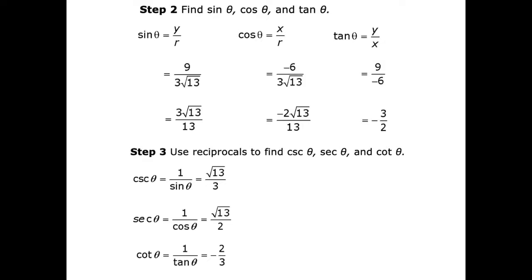Step 2, find your sine, cosine, and tangent. Here you will put your y over your r, your x over your r, and your y over your x, and solve for those. And then step 3, use reciprocals to find your cosecant, secant, and cotangent. So you would just put 1 over your sine, cosine, or tangent, depending on which one you're looking for.